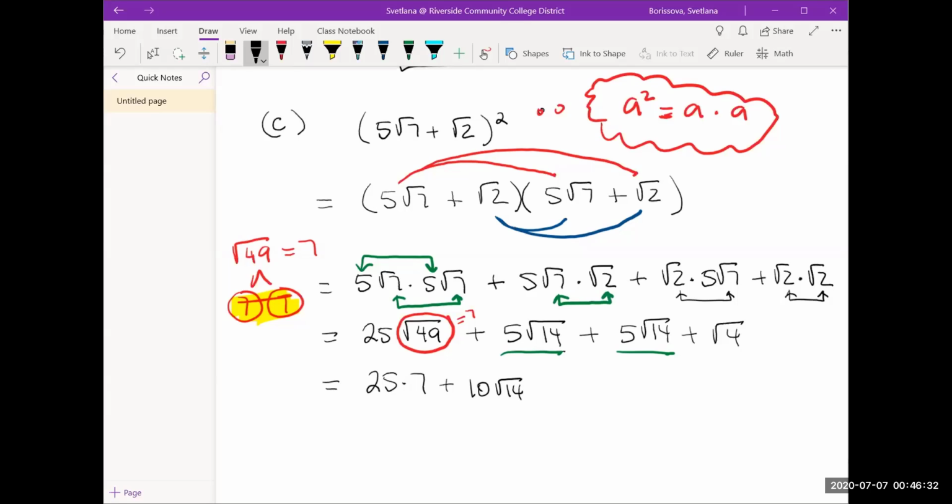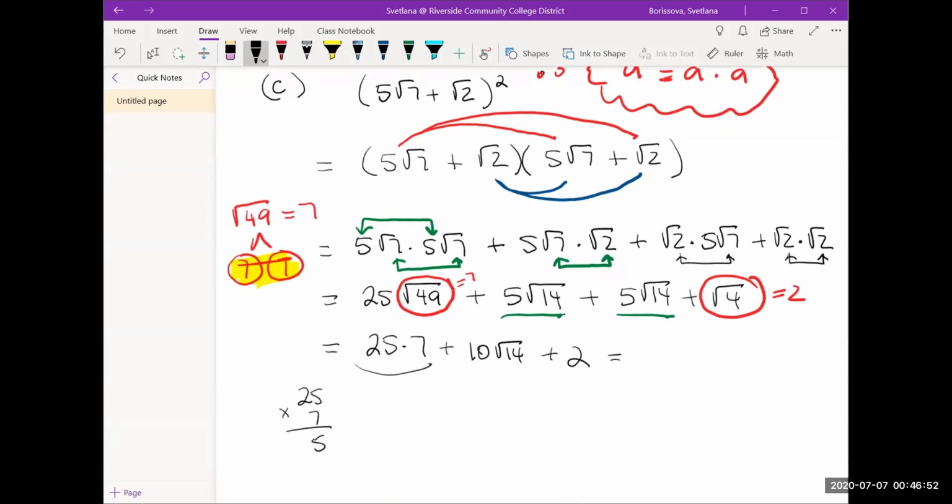And then finally, here we have square root of 4. I think that one you can recognize. That's 2. Plus 2. Okay, so what's left to do is to multiply 25 and 7. Let's see what it is. 7 times 5, 35. 7 times 2, 14, 17, 175. So that's 175. And then 175 combined with 2, that's 177. So 177 plus 10 square root of 14.